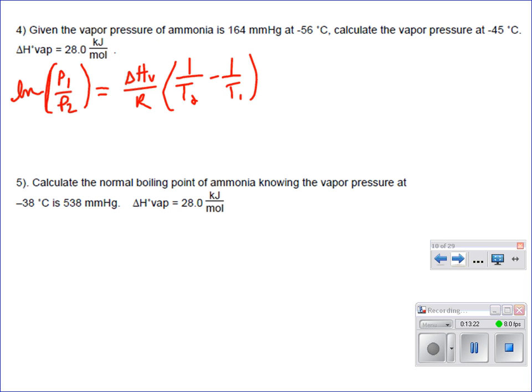Okay. So now here's where students make tons of mistakes, so I need y'all to get your calculators out. They're messing up their pairings of their P's and their T's. It seems simple, but we had to redo this like 7 times in first period. So we're calculating the vapor pressure at negative 45 degrees Celsius. So we're looking for pressure at this temperature.